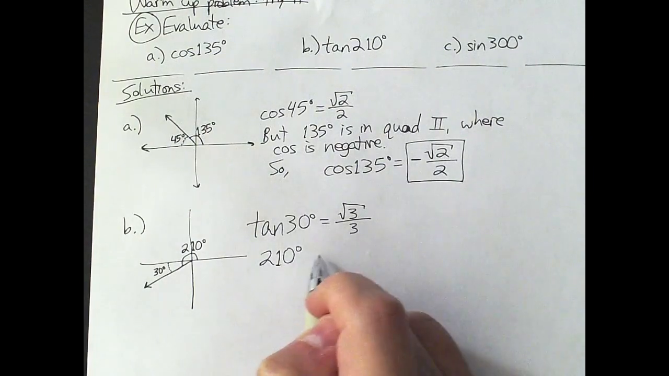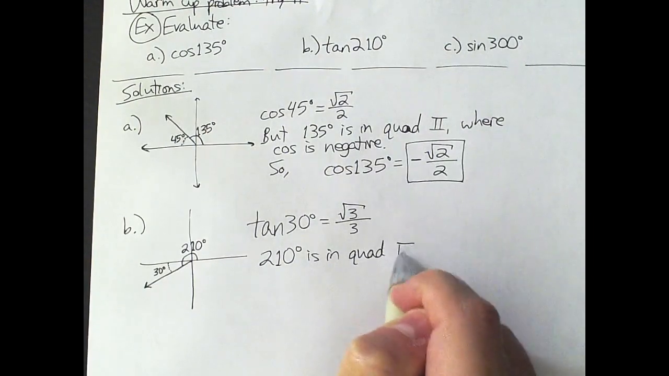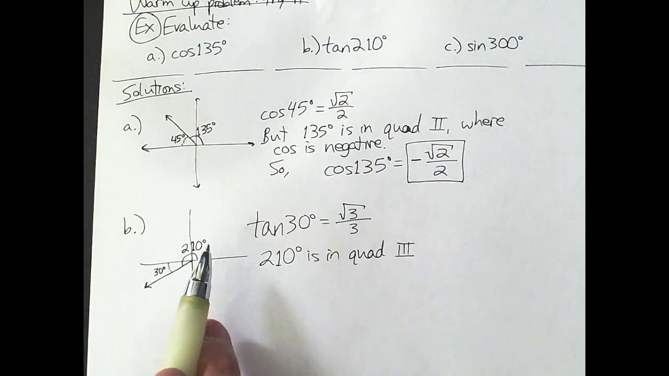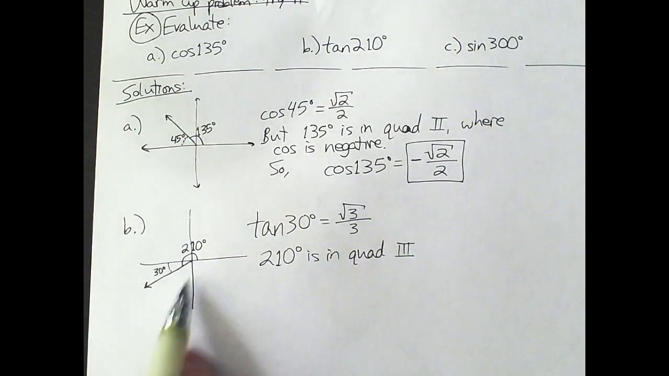Now, 210 degrees is in quadrant 3. How do I know that? I could just tell it's pointing in quadrant 3. I mean, remember, quadrant 1, 2, 3, 4. So this is definitely in 3.